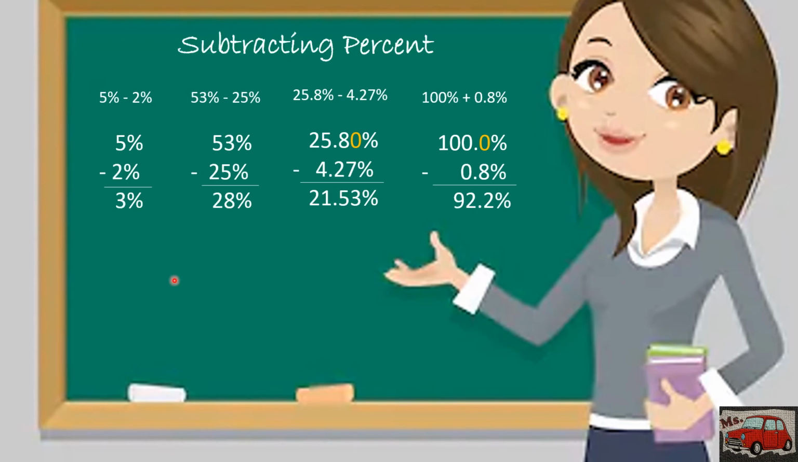Okay, ganun din yung pag-subtract ng percent. The way we subtract whole number, parehas lang sa percent. Okay? Just always make sure magkakatapat ulit yung place value nila. Okay? So, yes, you can have here like yung 5 minus 2, so that is 3%. By the way, don't forget naka-percent yung sagot nyo, okay, when you subtract percent.